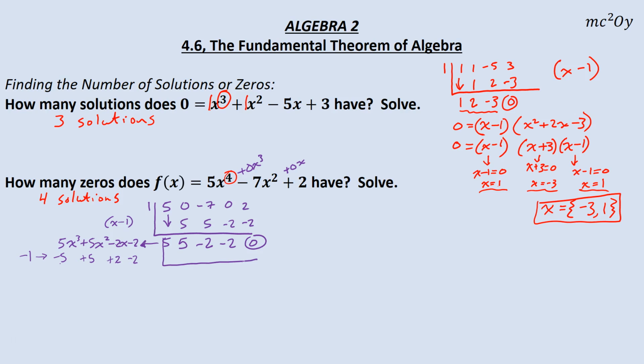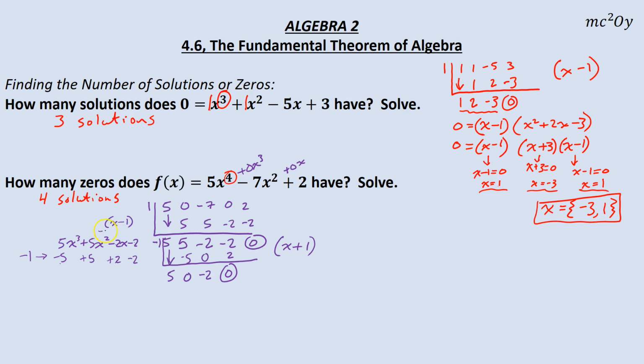And negative 1 goes in. So what I'm going to do is synthetic division again here. I'm going to put a negative 1 on the outside here. Negative 1 goes in. We'll drop that 5 down. Negative 1 times 5 is negative 5. That's 0. Negative 1 times 0 is 0. That's negative 2. And negative 1 times negative 2 is positive 2. That gives me 0 right there. So this right here is representative of the binomial x plus 1.